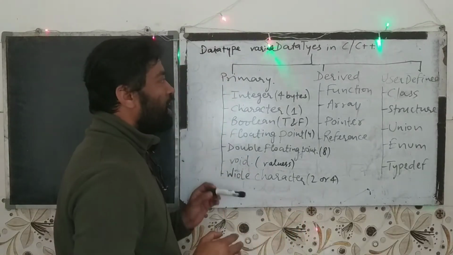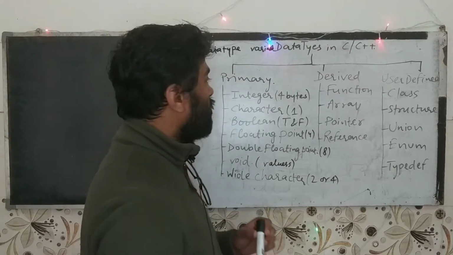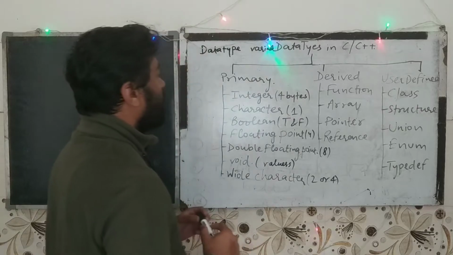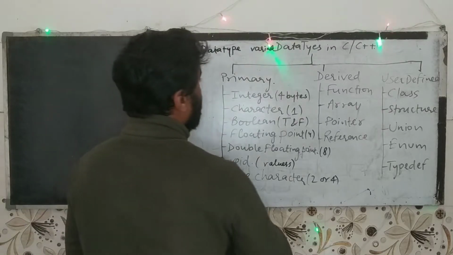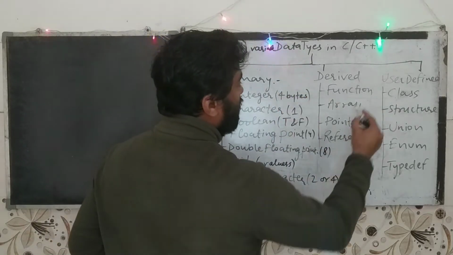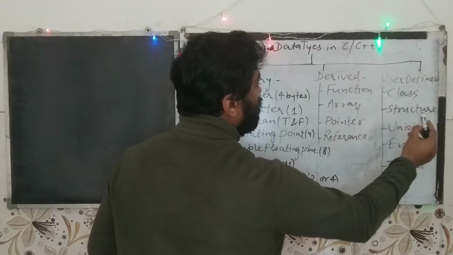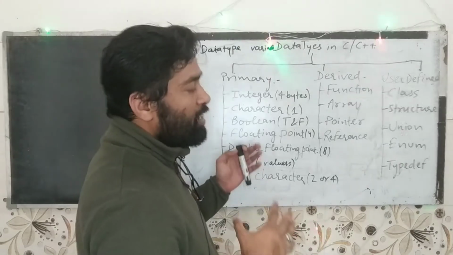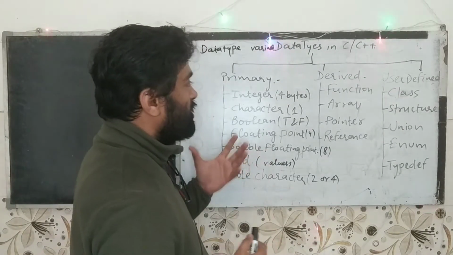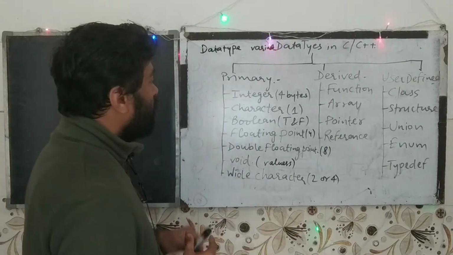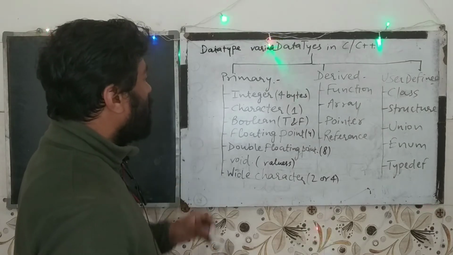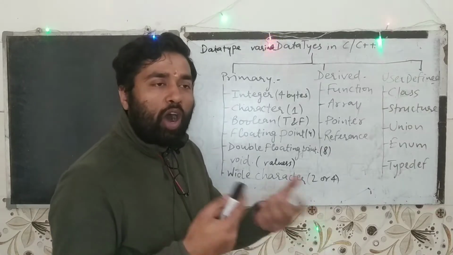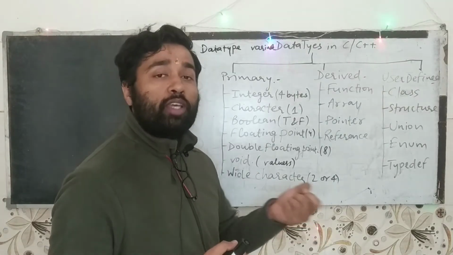In C and C++, we have certain data types that are primary, derived, and user defined. So you can categorize these types of data types in C and C++. First of all, we are discussing primary data types in C and C++, and how we can adapt these types of data types in our application.